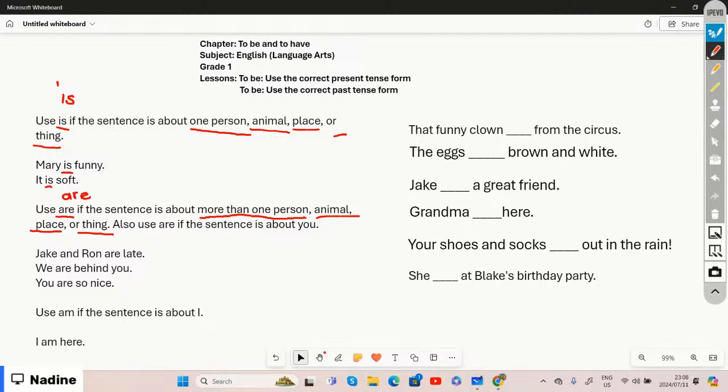Also, if you are maybe making mention of you, right? So the sentence is about you. For example, saying you are going to the beach. You are staying by a friend. You are going to your granny, right? If we use the word you, then it means that we should also use are within that sentence.